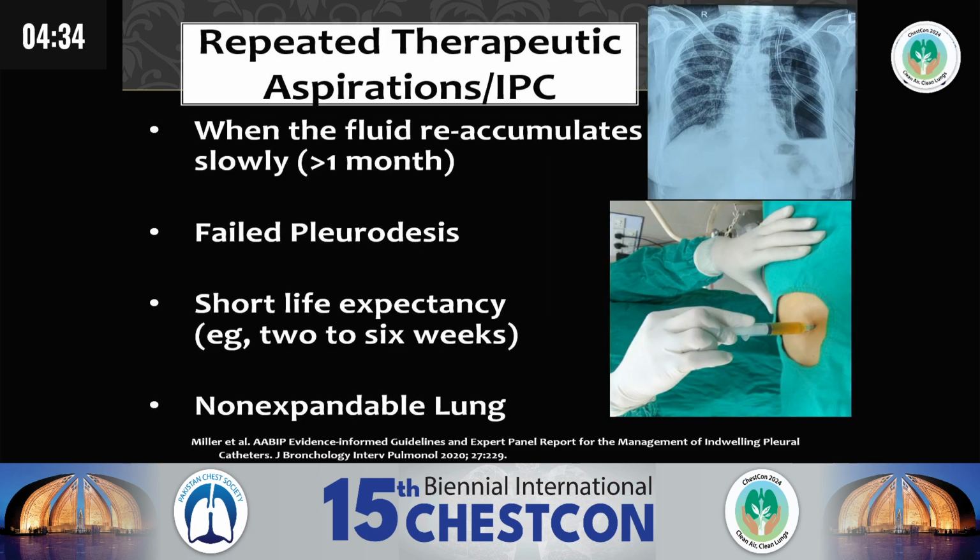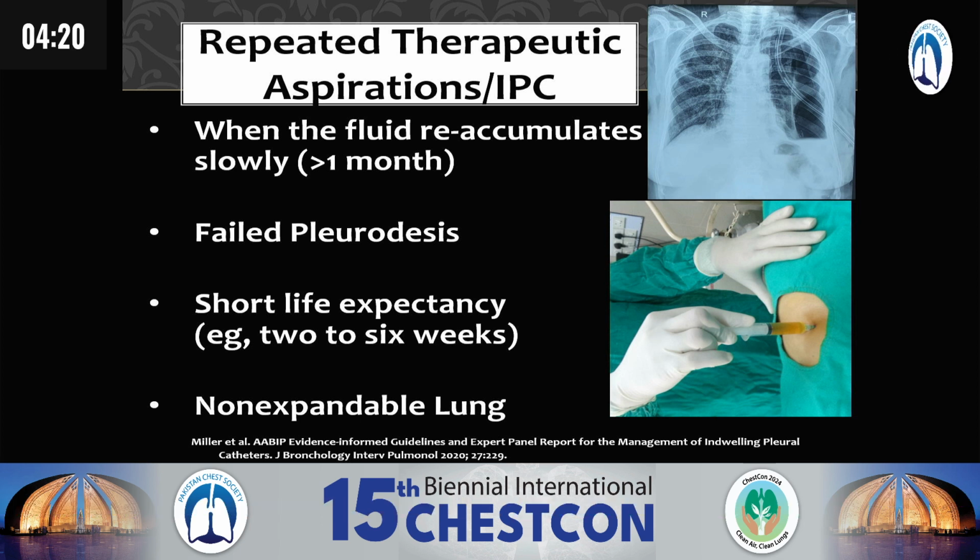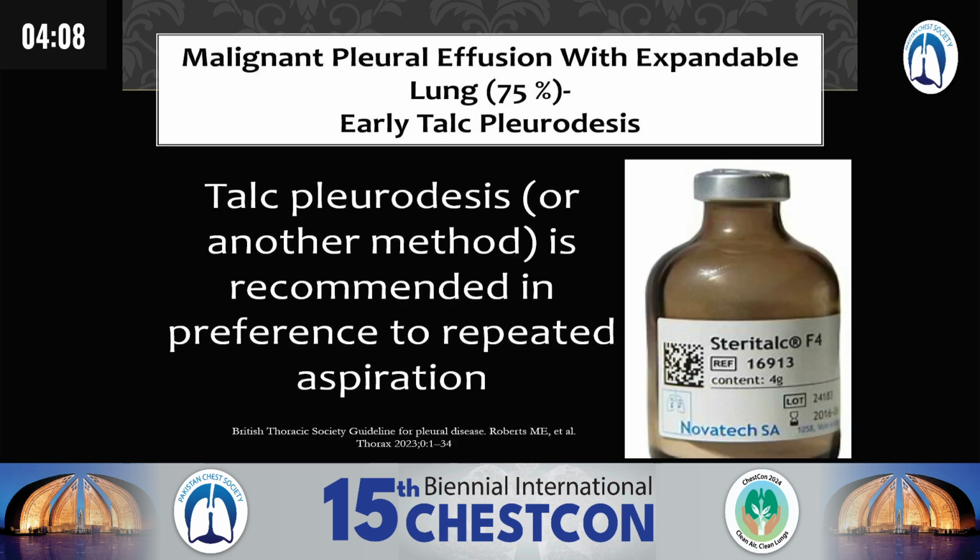On the other hand, if the patient has a collapsed lung, then you can consider doing repeated therapeutic aspirations. You can send the patient home, and if the patient comes back with dyspnea, you can do therapeutic aspirations. We are talking about the malignant effusions only. If there is failed pleurodesis and the patient has short life expectancy, then you can again consider therapeutic aspirations, but IPC is a viable option. Another important thing is to consider an early talc pleurodesis.